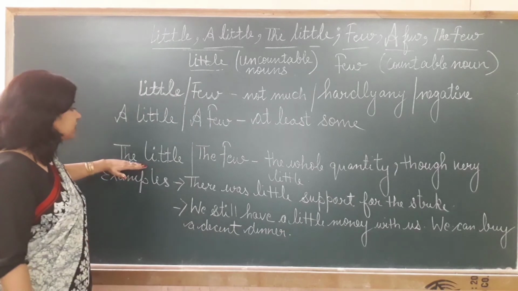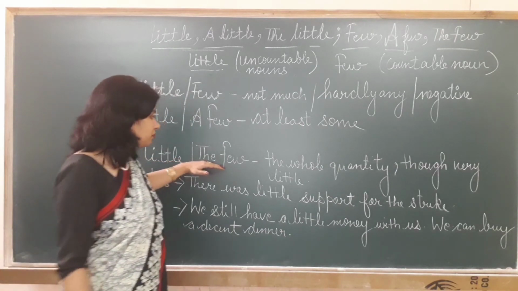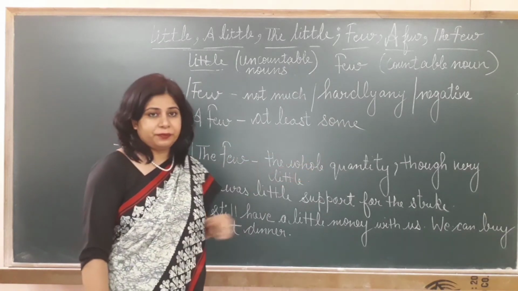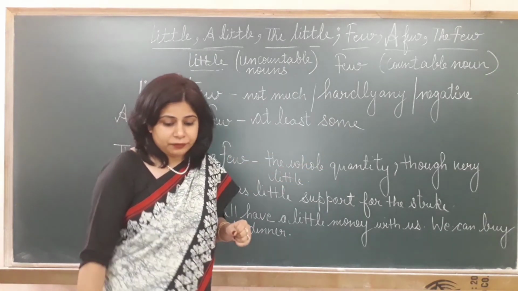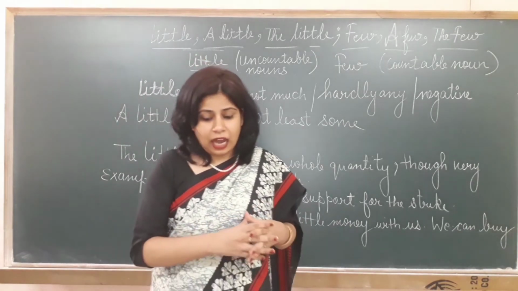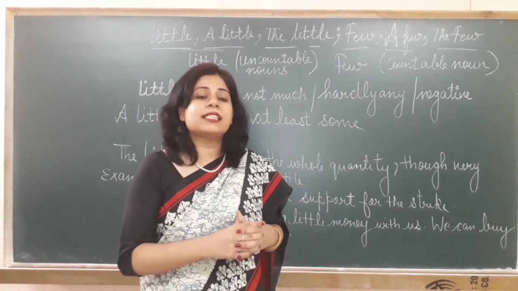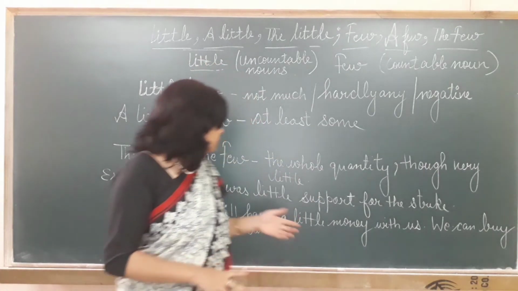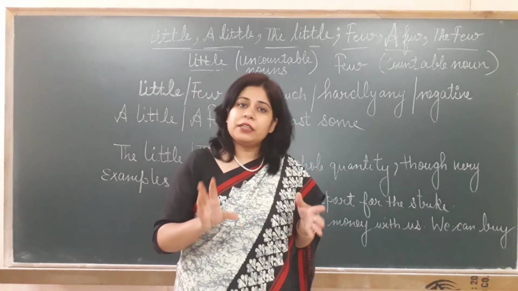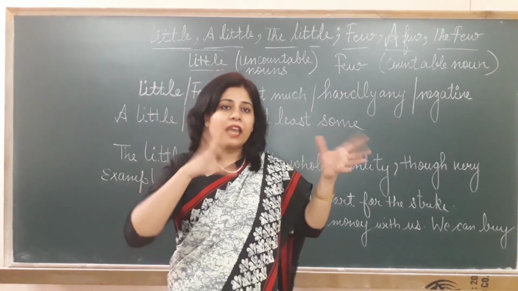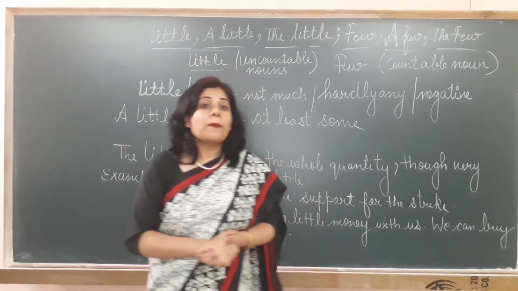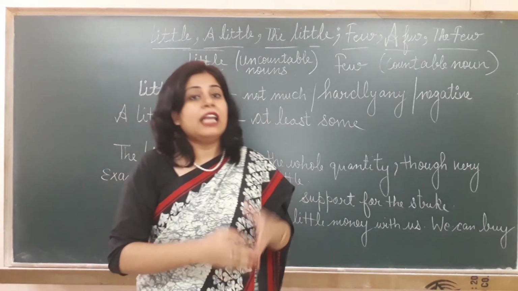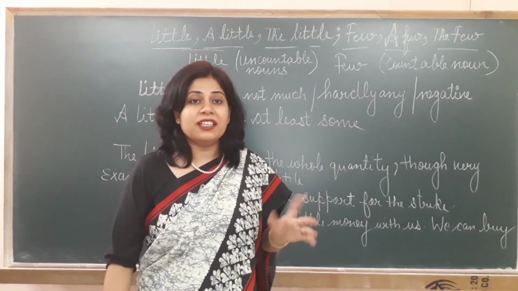Now let us talk about the little, the few. The little, the few denote the whole quantity, though very little. For example, the few trees left on the hillside do not bear any fruit. Now, the few trees, it means quantity is less, maybe 5, 6, 10, 15 or whatever, fine. But when I am talking about all the trees, fine, the few trees left on the hillside do not bear any fruit.